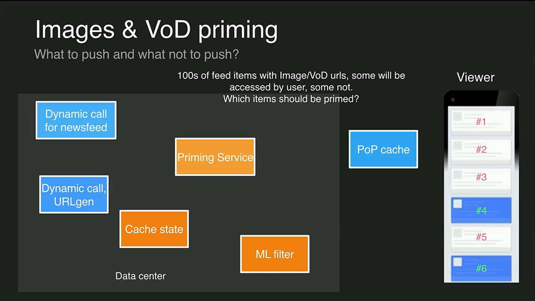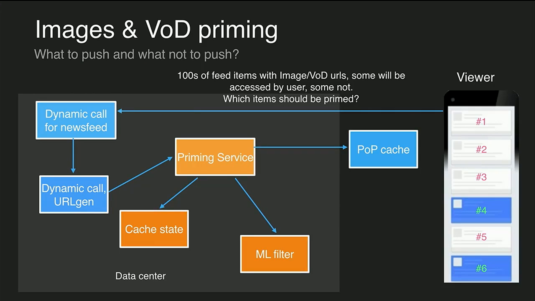To do this successfully, we actually need a couple of new services. One is an ML filter, a machine learning filter, that is trained to be able to predict just which of these images and which of these videos that the user is going to play. And the other is a way to keep track of the cache state. So we actually need to be able to tell just which of these items are already in the cache and whether they have expired or not. So we do that with the service that holds the cache state.